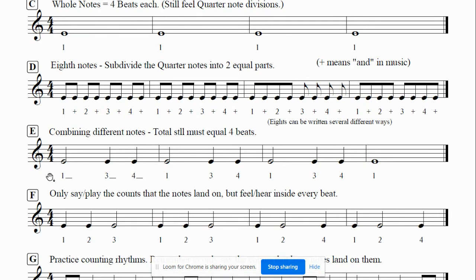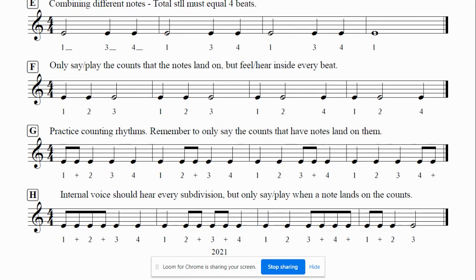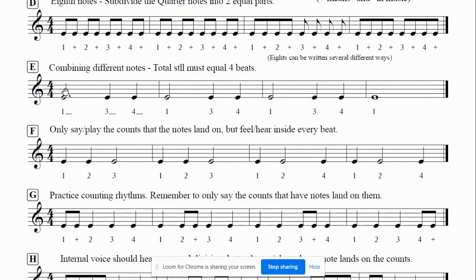Line E, 2, ready, begin. 1, 3, 4. 1, 3, 4. 3, 4. Whole note, 2, 3, 4. Off. So again, we deal with when do we attack the note or play the note, and when do we release the note. So here we play the note on 1 and we release the note after count 4.